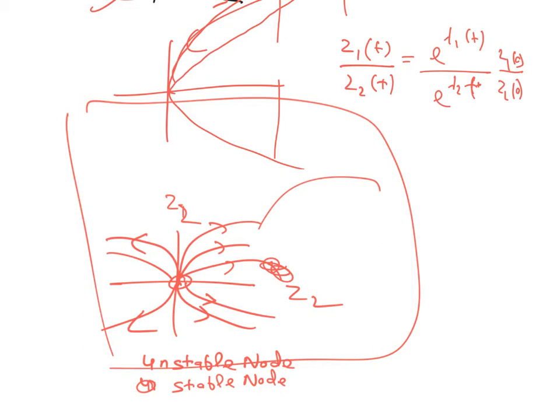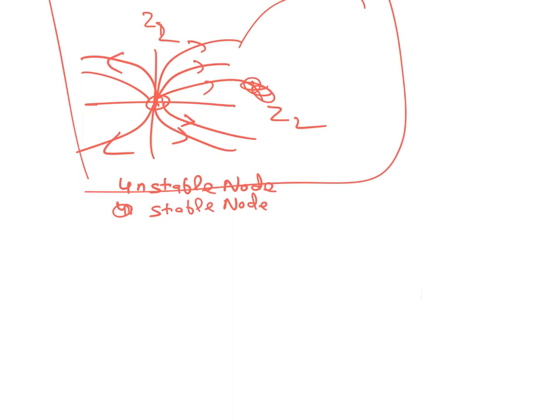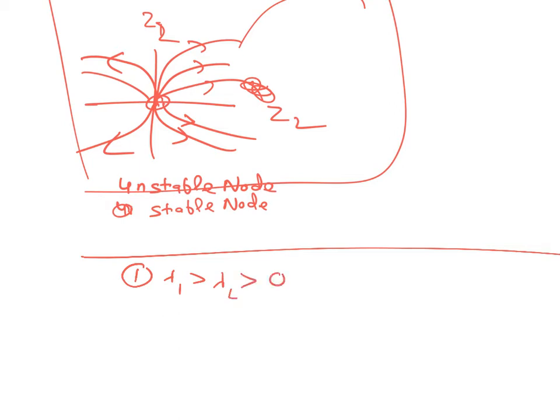So that's one case. Another interesting case is this. We are still dealing with lambda 1, lambda 2 greater than 0, right? That's one case, the unstable node.